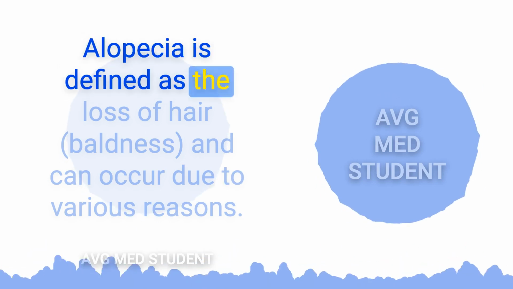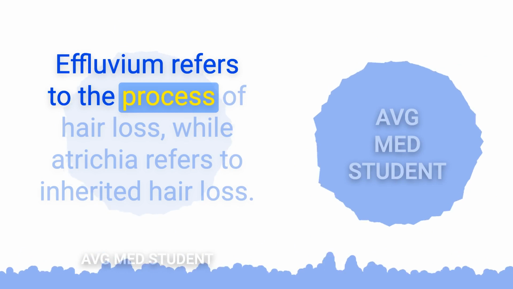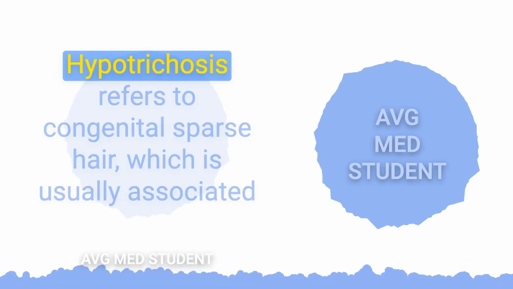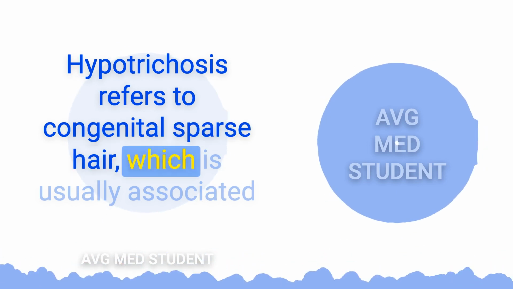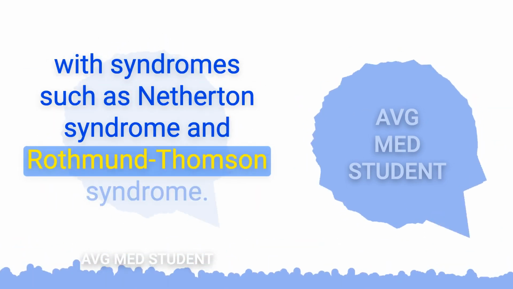Alopecia is defined as the loss of hair and can occur due to various reasons. Effluvium refers to the process of hair loss, while atrichia refers to inherited hair loss. Hypotrichosis refers to congenital sparse hair, which is usually associated with syndromes such as Netherton syndrome and Rothman-Thompson syndrome.